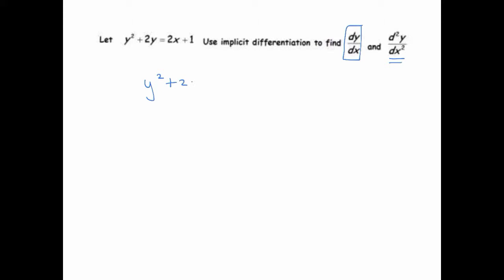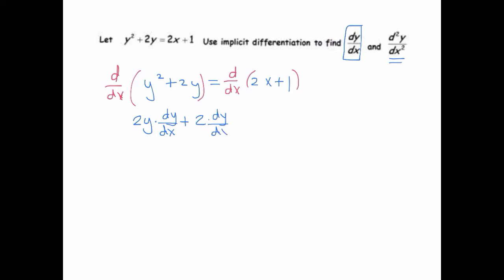y squared plus 2y equals 2x plus 1. And we're going to take the derivative with respect to x. And using implicit differentiation, the derivative of y squared is 2y times dy dx, plus the derivative of 2y is 2 times dy dx. And on the right side, the derivative of 2x is 2, and the derivative of 1 is 0.